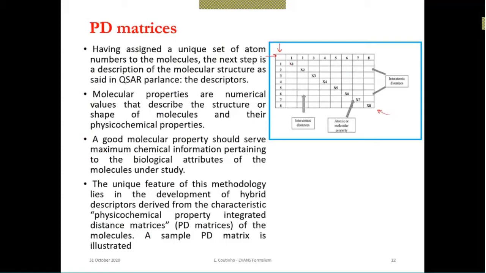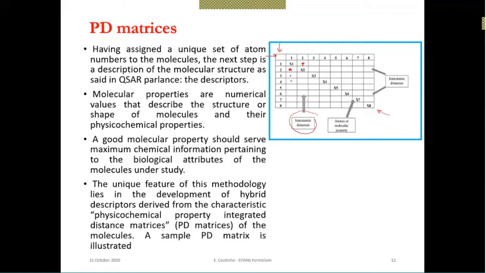And in the off-diagonal cells, you basically will populate it with the interatomic distances. So in this cell, you'll have the distance between atom number 1 and atom number 2. In this cell, you'll have the distance between atom number 1 and atom number 3. In this cell, you'll have the distance between atom number 1 and atom number 4. Now, incidentally, the number in this cell will be the same as in this cell, because it is the same distance between atom number 1 and atom number 2.